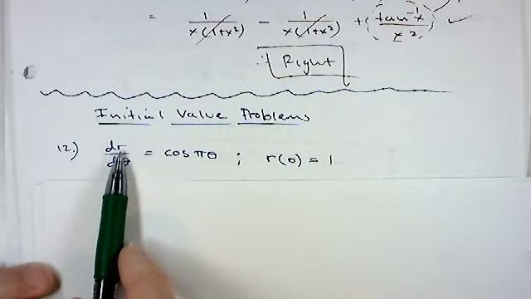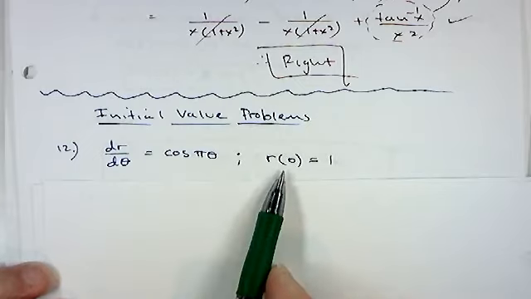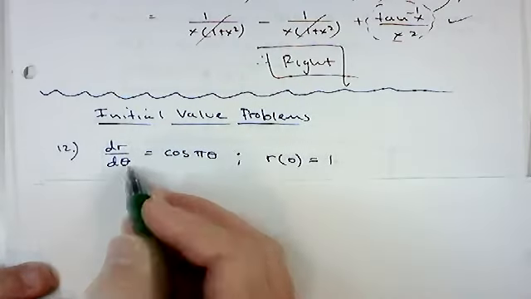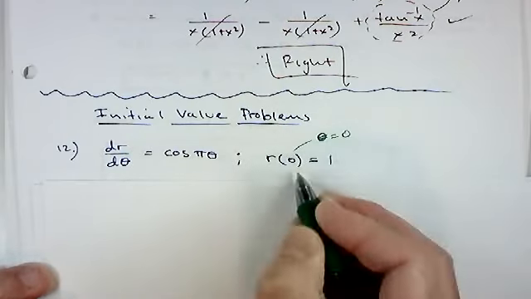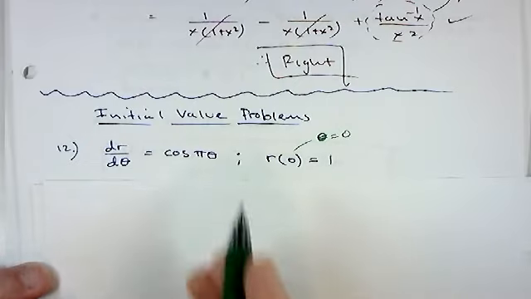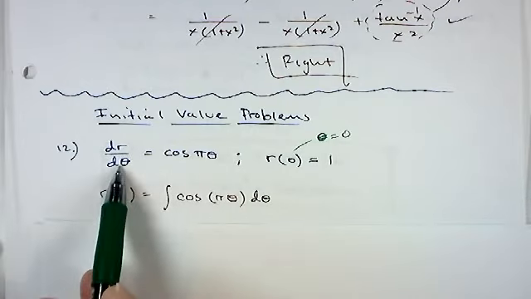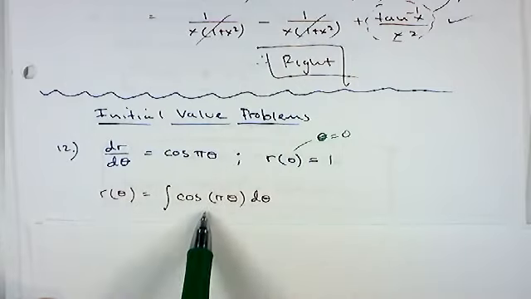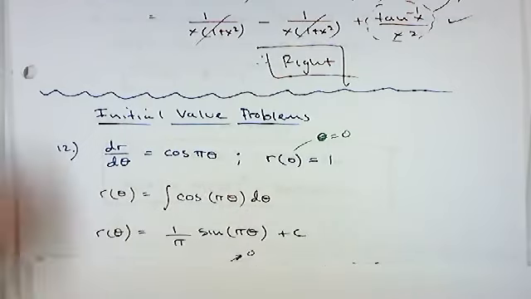So we know that the derivative of some function r with respect to theta is cosine of pi theta. And this is where the initial value comes in. This tells us that when theta is equal to 0, then r equals 1. We're going to use that information eventually. But right now, if the derivative of r with respect to theta was this and we want to solve for r, we should find the antiderivative of cosine of pi theta with respect to theta.